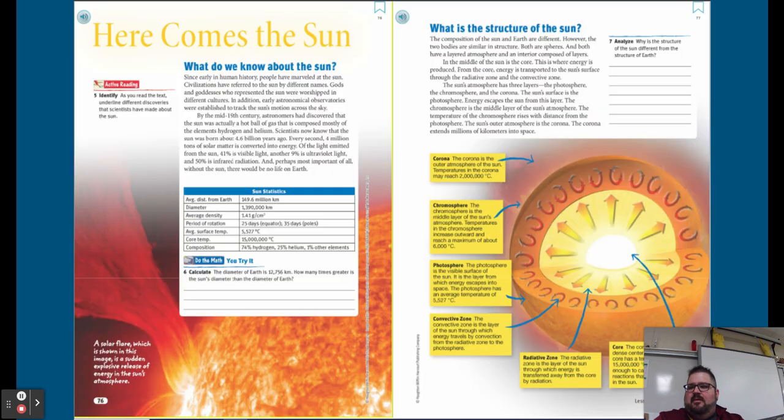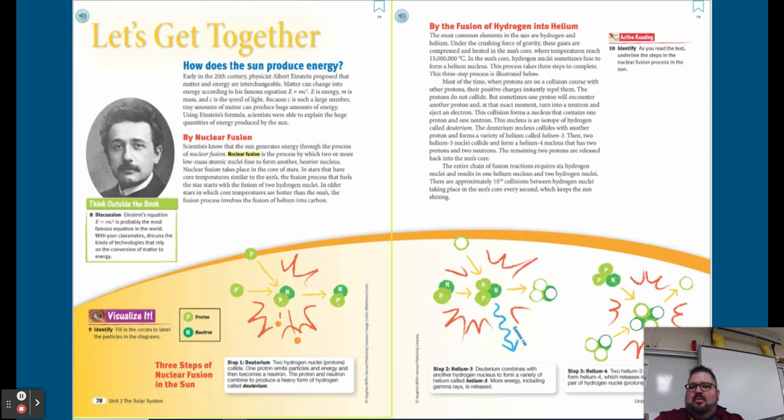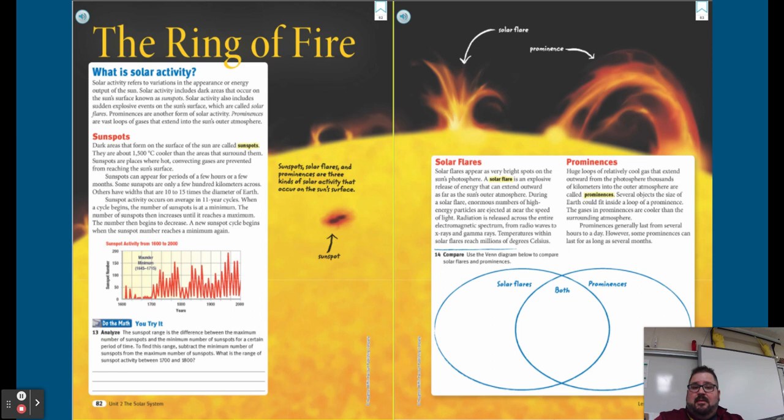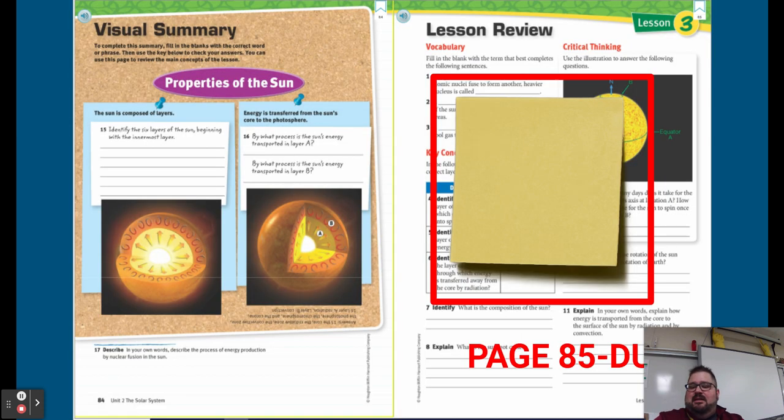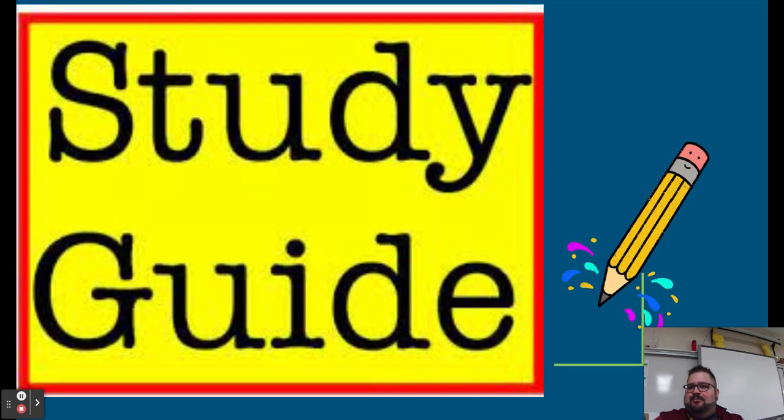We'll talk a little bit about the sun and how the sun plays a role in our solar system. Really, it plays a role in our lives. We kind of need the sun. We need the light, the energy, and the heat from the sun to make sure that Earth stays habitable. So page 85 is due on Friday.